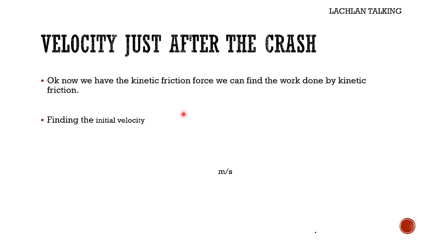The velocity just after the crash, it's time to find the velocity just after the crash. Okay, now we have the kinetic friction force, we can find the work done by kinetic friction, and this will help us find the initial velocity just after the crash. So the work done by kinetic friction is equal to the force done by kinetic friction times the distance traveled from the start of the crash to the end of the crash. We've got the force done by kinetic friction in the last slide. So if we just punch in the numbers, we get 67,107.2 joules.